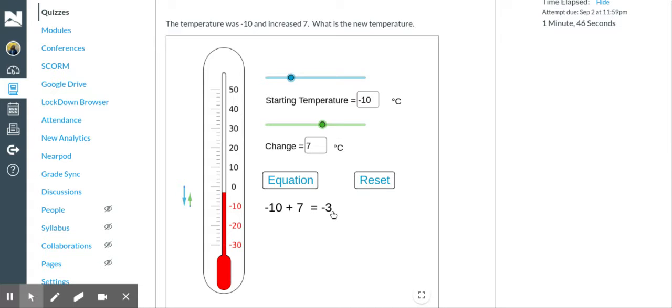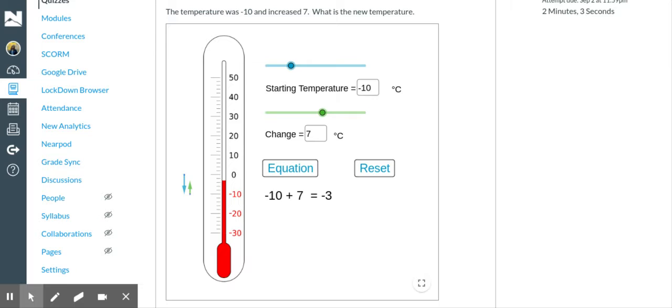So I want you to think to yourself, how could you find that without this little app? What do you know about add and subtract that you could use to show -10 plus 7 equals -3? How and why does it equal -3?